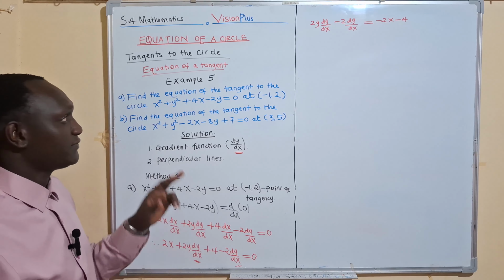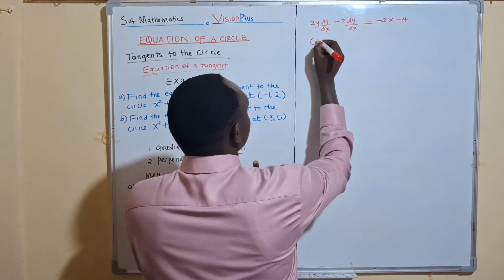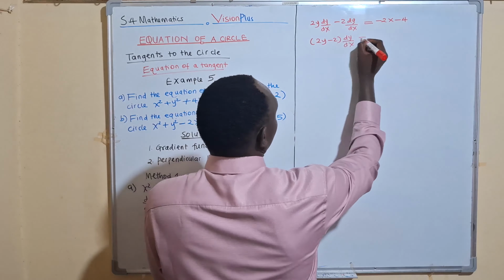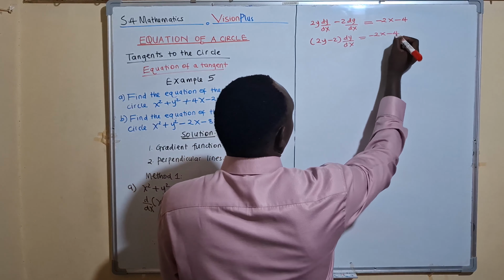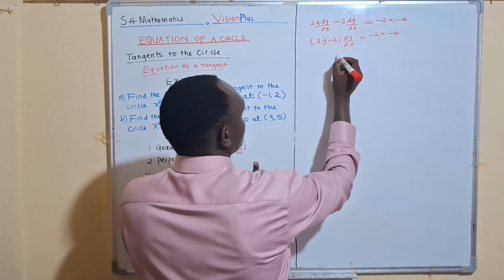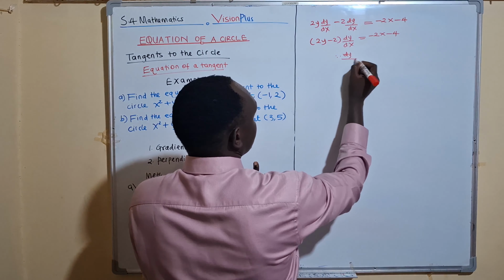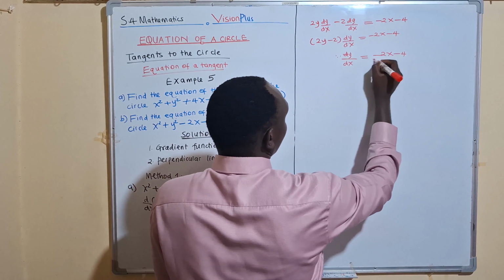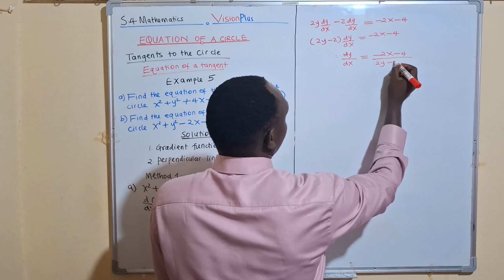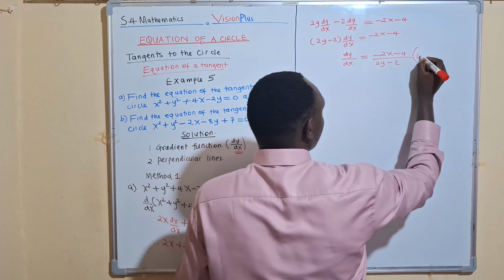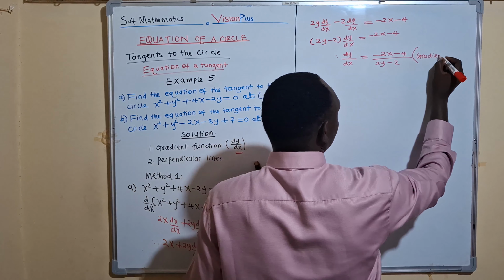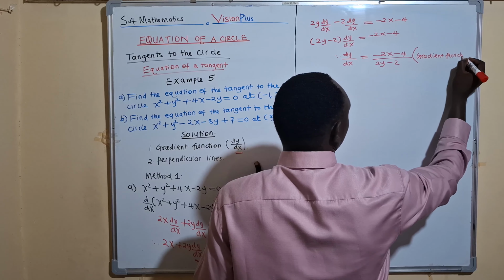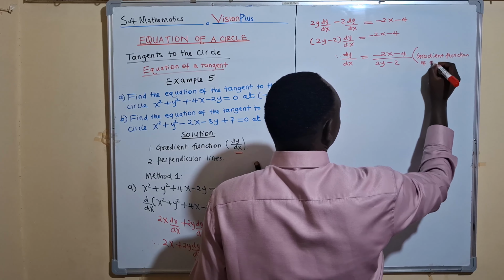And now let us factorize so that we get dy/dx. So that we shall have (2y minus 2) dy/dx equals negative 2x minus 4. Divide both sides by 2y minus 2. Therefore, dy/dx becomes negative 2x minus 4 over 2y minus 2. This is the gradient function of the circle that we are looking for.